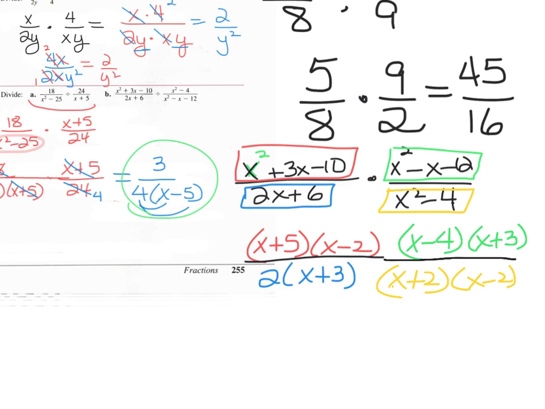So now I'm going to look for things that I can simplify. So I can cancel out an x minus 2. I can also cancel out an x plus 3. And anybody see anything else that will reduce?